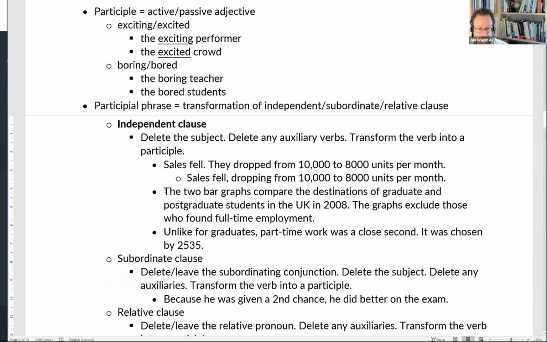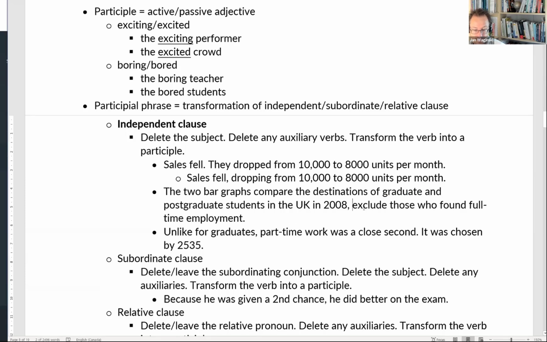Look at another example. The two bar graphs compare the destinations of graduate and postgraduate students in the UK in 2008. The graphs exclude those who found full-time employment. Okay, so we've got two simple sentences. They're both talking about the same thing, two bar graphs, the graphs again. So let's put them together. So according to the formula, we delete the subject because it's redundant. We've already got it in the previous sentence.